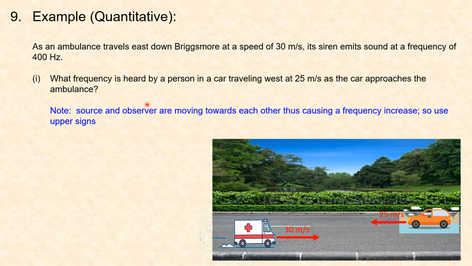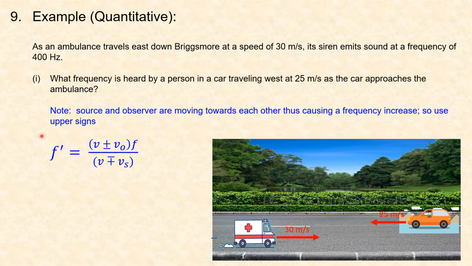So here we're going to use the upper signs. Notice that it's the speed of the observer in the numerator, and the motion of the car towards the source of sound would cause an increase in frequency, so we're going to use a plus here. And the source of sound, whose expression is in the denominator, is moving towards the observer. That too should cause the frequency increase. So we're going to make the denominator smaller and use the minus sign.